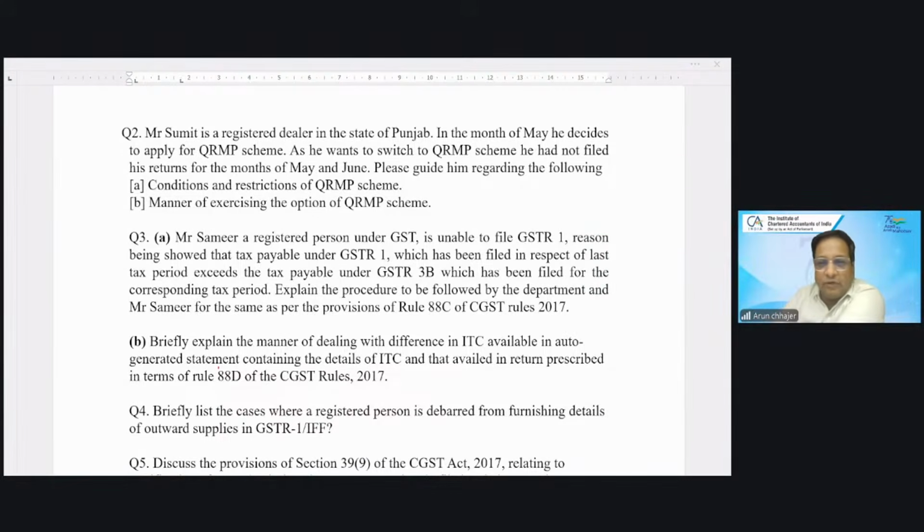Great. Now tell me one or two lines for Rule 88C. Explain the procedure to be followed by the department and Samir for 88C. Samir is a registered person unable to file R1, reason being shown that tax payable under R1 last tax period exceeds the tax payable in 3B which has been filed for the corresponding tax period. What is the 88C? Why he is not able to file GSTR1? Kindly explain in one or two lines.